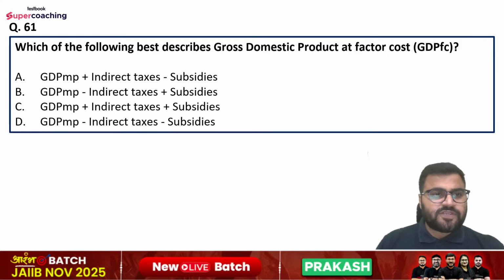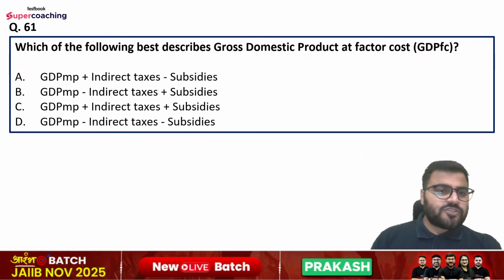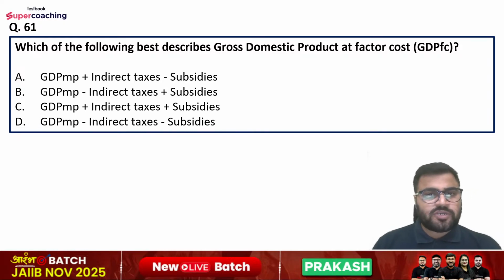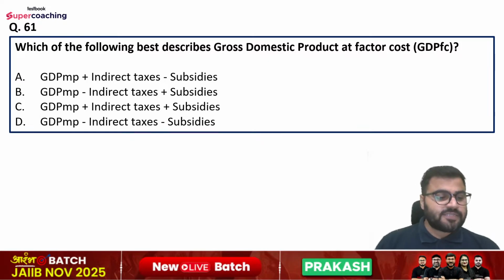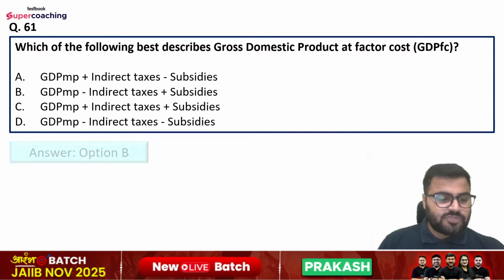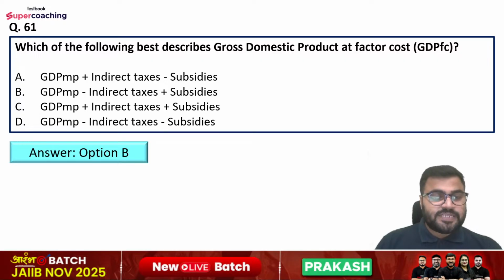Question number 61. That is, which of the following best describes gross domestic product at factor cost? Options are GDP at market price plus indirect taxes minus subsidies, GDP at market price minus indirect taxes plus subsidies, GDP at market price plus indirect taxes plus subsidies, or GDP at market price minus indirect taxes minus subsidies. So right answer is option number B, that is GDP at market price minus indirect taxes plus subsidies.